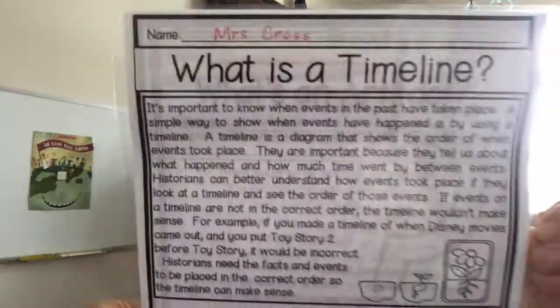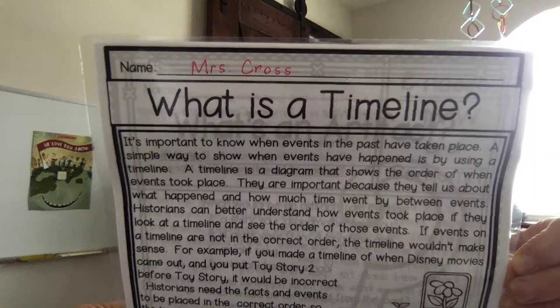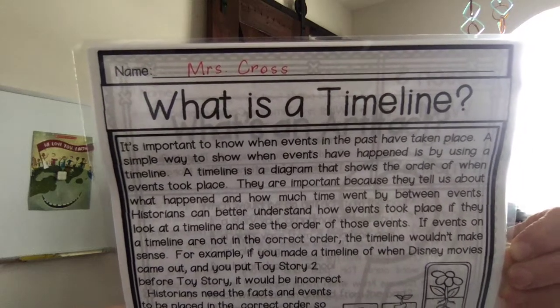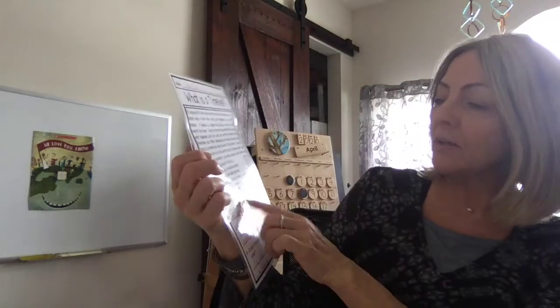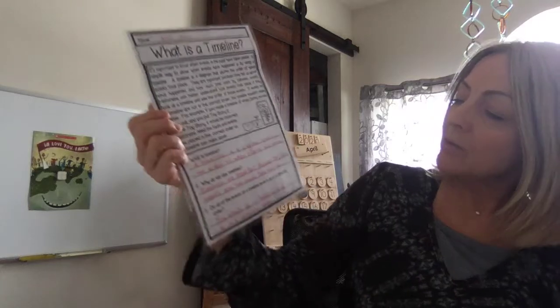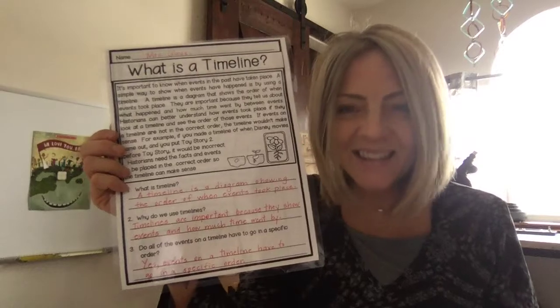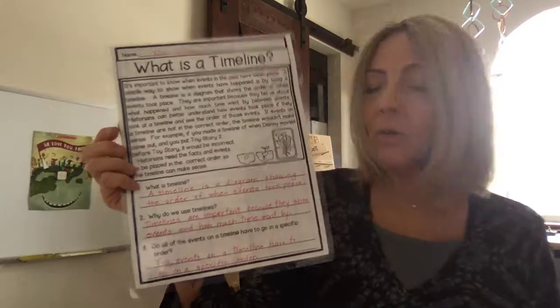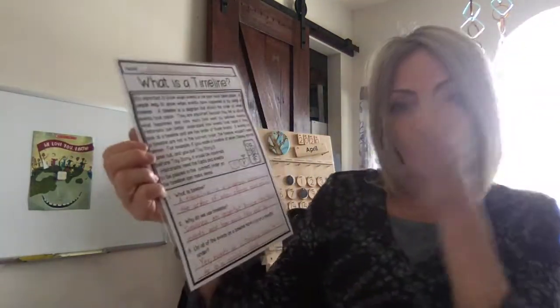I'm going to put this up on the screen so you can pause it and read this paragraph on your own. And then there are some questions down here. What is a timeline? How do we use them? And do all the events on a timeline have to go in a specific order? The answer is yes, they do. They absolutely have to go in order. They have to go in number order by date.